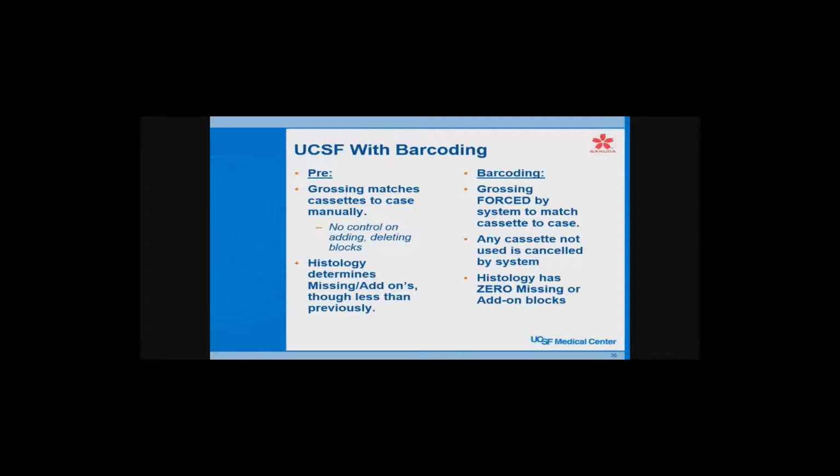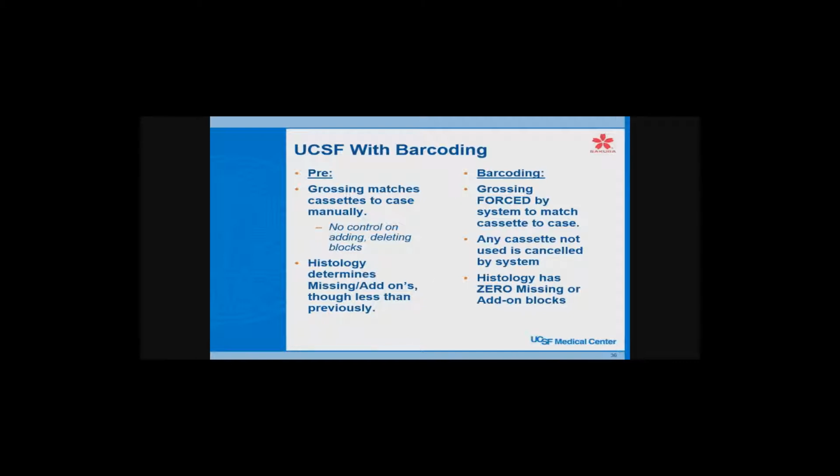Pre-barcoding, grossing would match the case to the cassette manually. There was no control on adding or deleting blocks, and histology determined the add-ons and missing, though less than previously. With barcoding, grossing was forced by the system to match the cassette to the case by scanning. They had to scan the cassette and the container to show that they matched. Any cassette that was not used was automatically canceled by the system when they would close out the case. And now histology has 0 missing or add-on blocks.